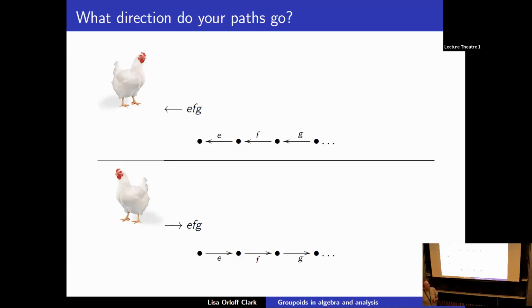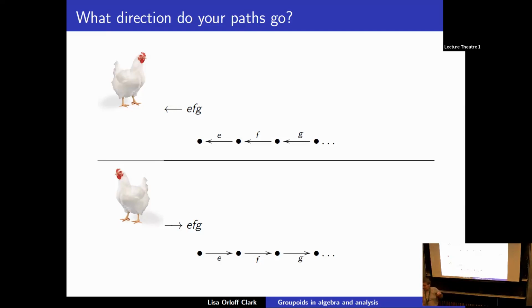I had to talk about it because I'm trying to talk about connections and translating, and I think it actually breaks down our ability to communicate with one another. So which direction do your arrows go? In the early papers, my favorite paper on graph groupoids and Cuntz-Krieger algebras, the chicken is walking backwards. So if you have edges e, f, and g, the convention for a path is to make the chicken walk backwards and have efg.